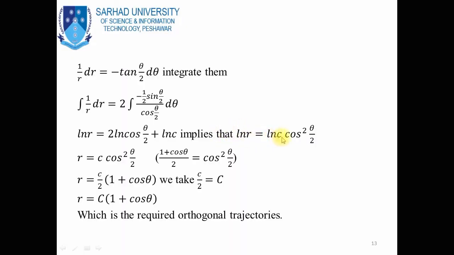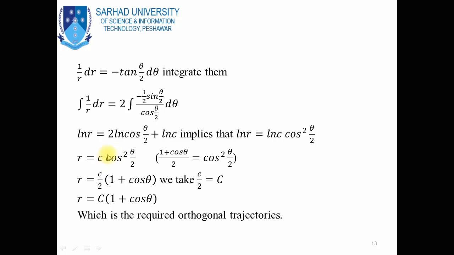log cos square theta by 2. By log rule, this coefficient can be put in the place of power, so we can write natural log of c plus log cos square theta by 2, and since these two logs are in the plus form, by log rule we can write log of c multiplied by cos square theta by 2, and now we can write r is equal to c cos square theta by 2.